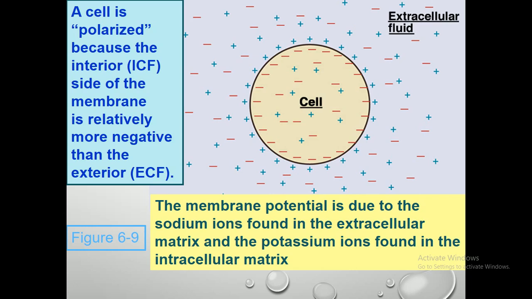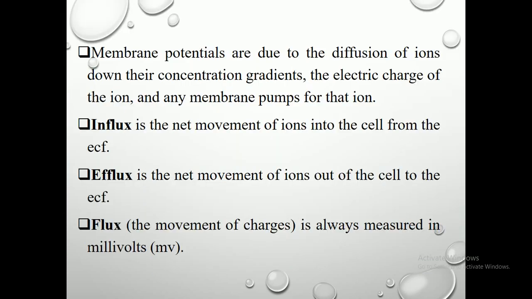After that we can say that the membrane potential is due to the sodium ions which are found in the extracellular matrix and the potassium ions found in the intracellular matrix. So this point is clear that whenever these membrane potentials or action potentials occur, it is due to the concentration of sodium ions found in the extracellular matrix and the potassium ions found in the intracellular matrix.